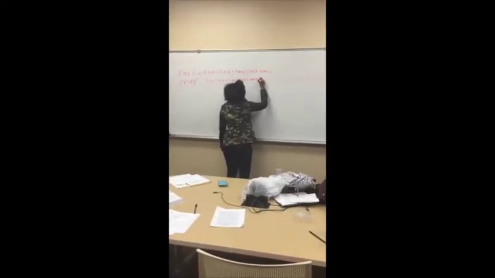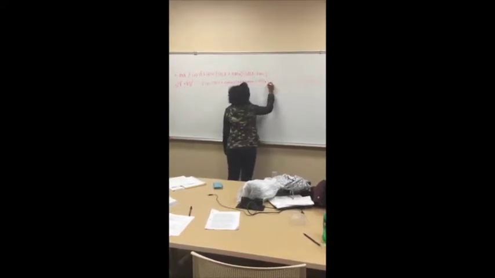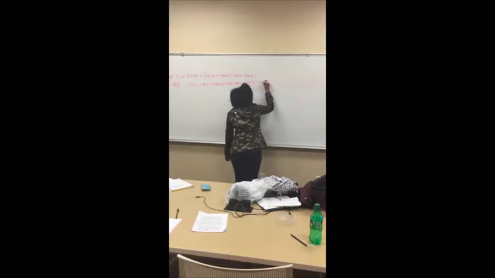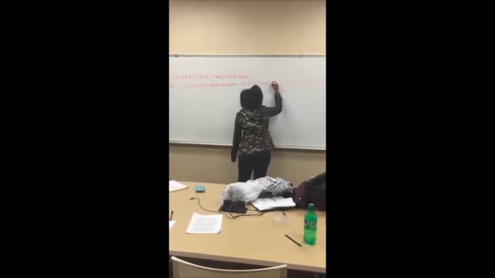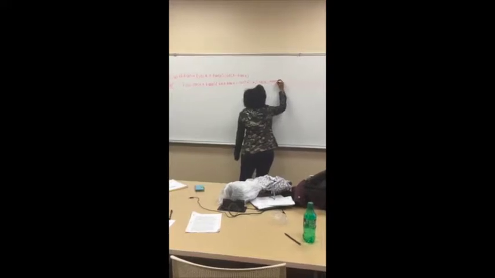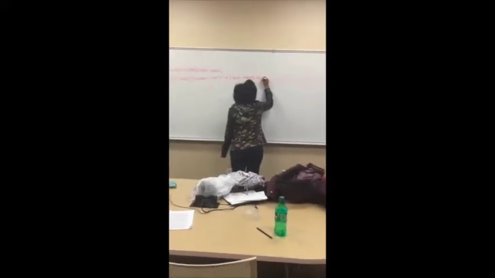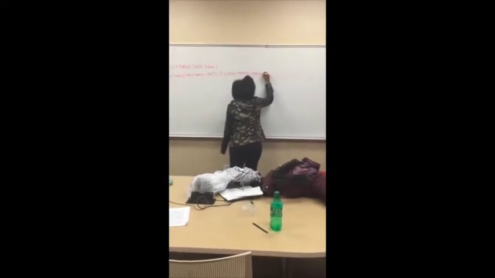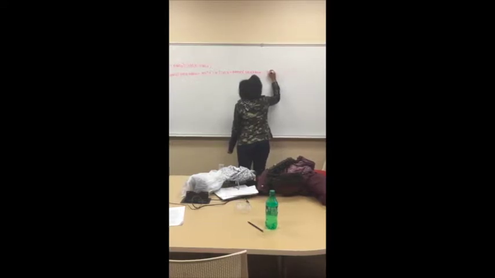minus secant squared x, plus, we're going to keep the second, and take the derivative of the first, secant x tangent x, plus secant squared x.